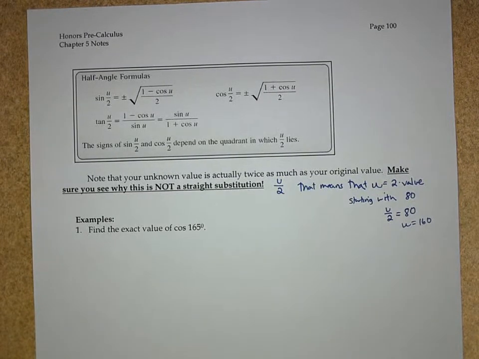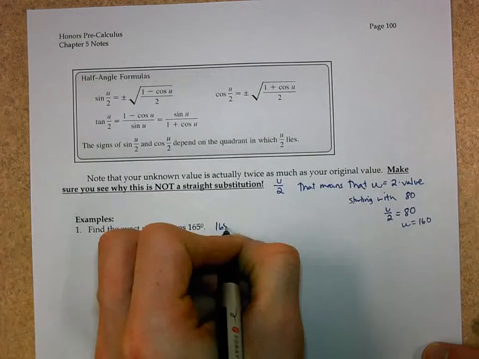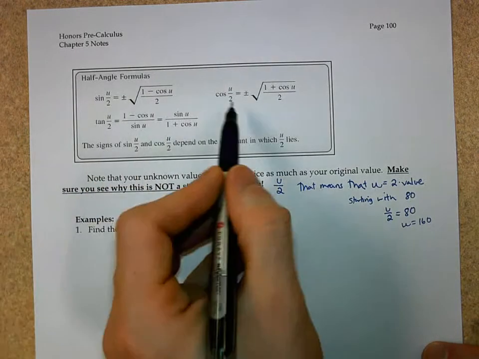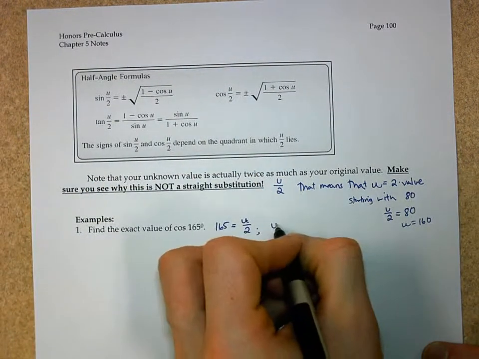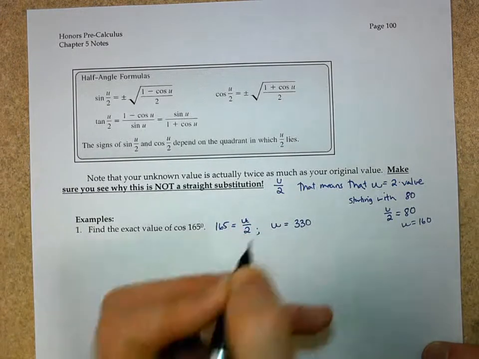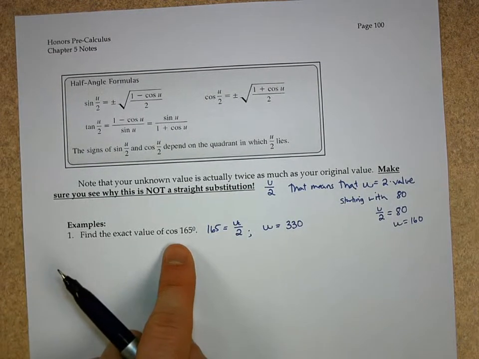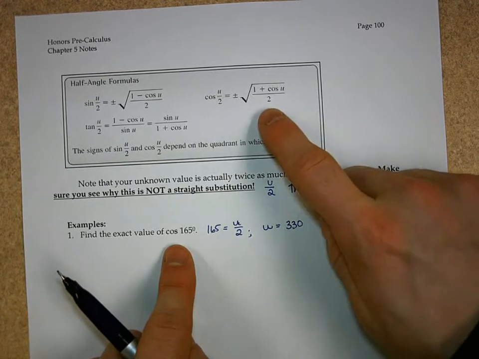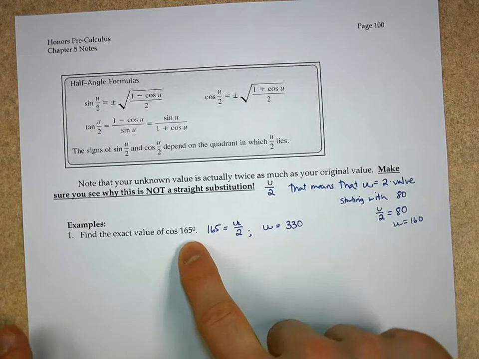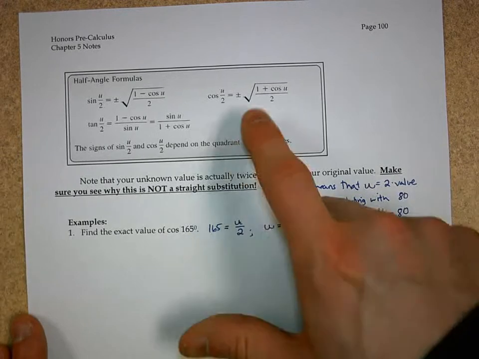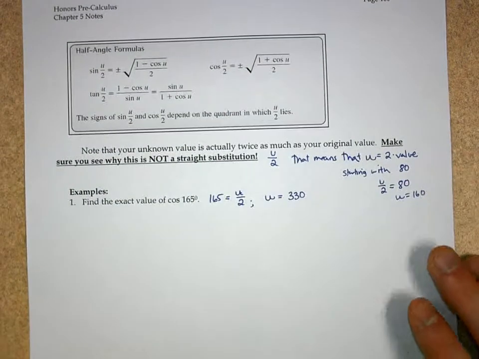And let's see what we can do. So finding the exact value of the cosine of 165. I'm telling you right here that 165 is equal to u over 2 because I want to find the cosine of 165. So that means u is going to be 330. That's what I'm going to plug inside my equation, 330. So since I want the cosine of 165, I'm going to use this equation. Now, 165 is in the second quadrant, and we know cosine is negative in the second quadrant. So when I write this out, it's going to be the negative version.